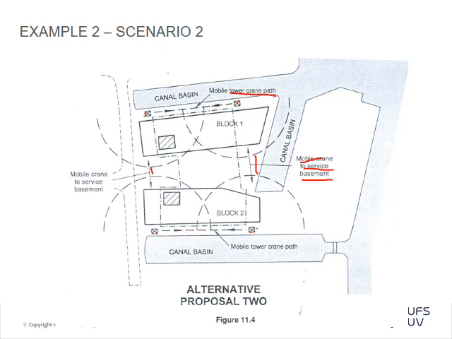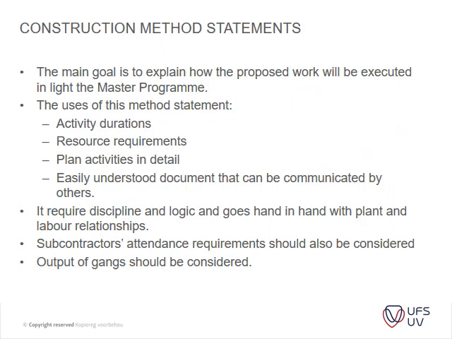Okay, so you will see up to this point it's fairly cryptic. It just says this is more or less what we're going to look at or not. Okay, so you guys understand that type of method statement. Okay, now we get to construction method statements. The main goal is to explain how the proposed work will be executed in light of the master program. The uses of this method statement is activity durations, resource requirements, plan activity details, easily understood documents that can be communicated to others. If required, discipline and logical and goes hand in hand with plant and labor relationships.